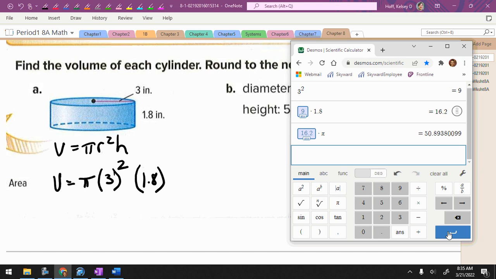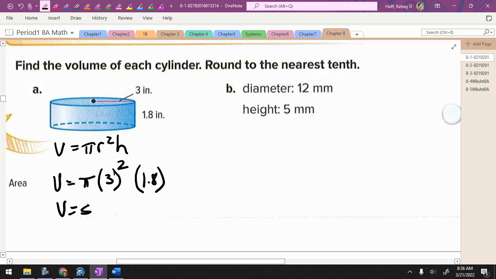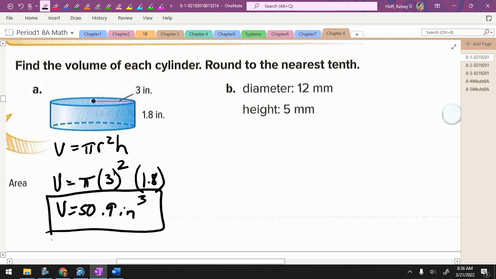Now, we need to round this, and it's going to round it to the nearest tenth. So here's our whole number. One number over is our tenth. So then we have to look one number past that. Okay, so 8 is our tenth spot. We look one number past it. Is 9 big enough to make my 8 round? Yeah. So my answer would be 50.9. And what would my label be? Careful. Inches cubed.